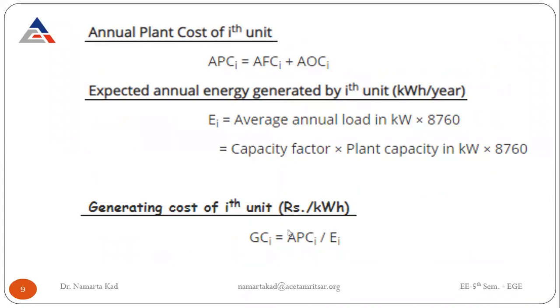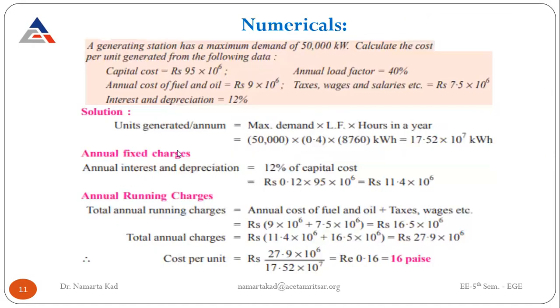So for this, we have to calculate firstly the annual plant cost, then we have to calculate the energy. And how to calculate the annual plant cost? Firstly calculate the fixed cost, then calculate the operating cost, and then you calculate the plant cost, and then after this calculate the generating cost. Okay, now see this numerical.